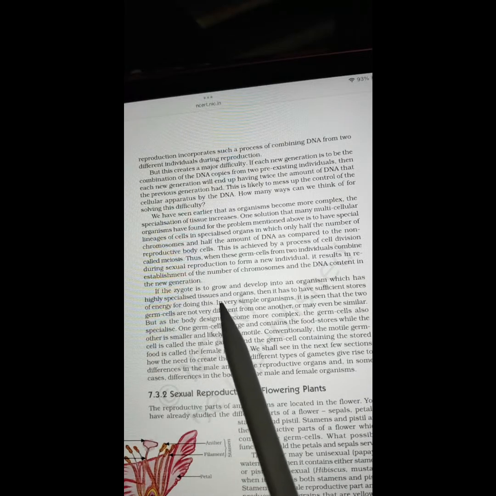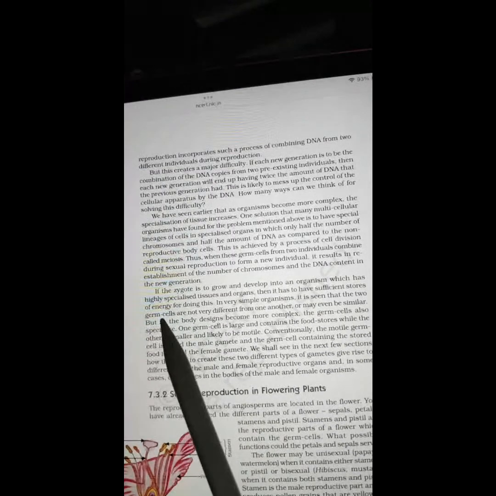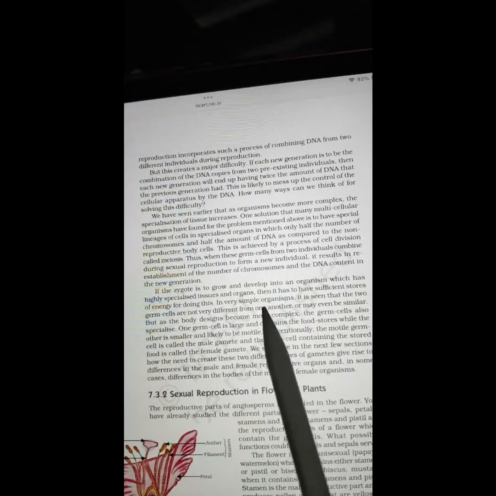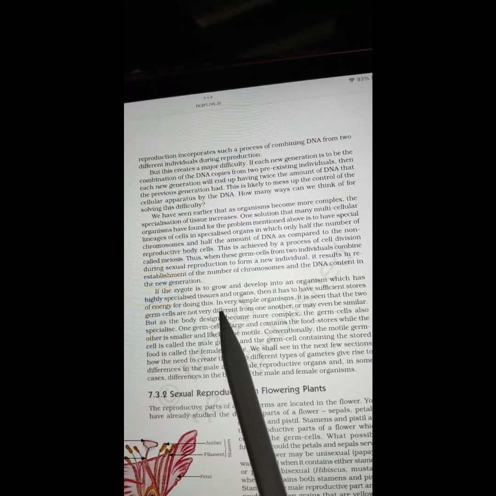If the zygote is to grow and develop into an organism which has highly specialized tissues and organs, then it has to have sufficient stores of energy for doing this.